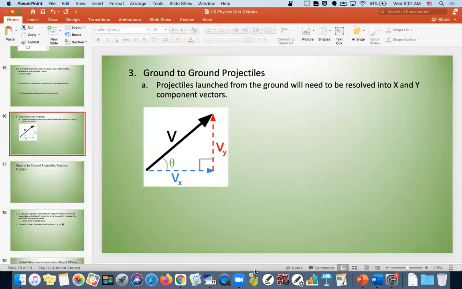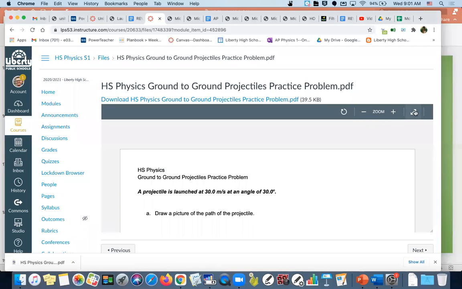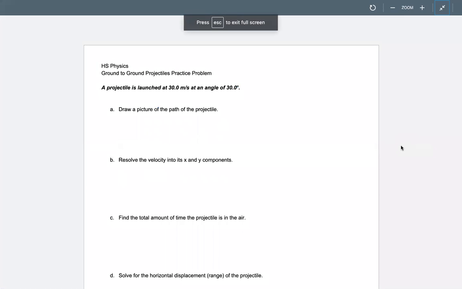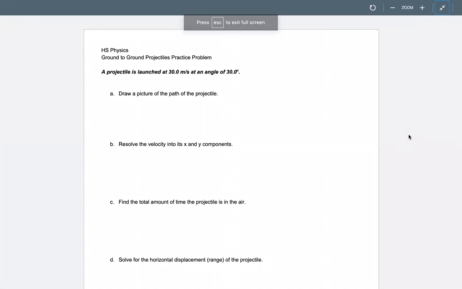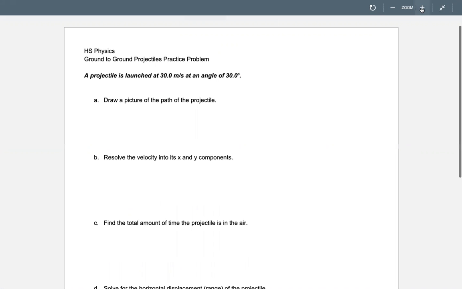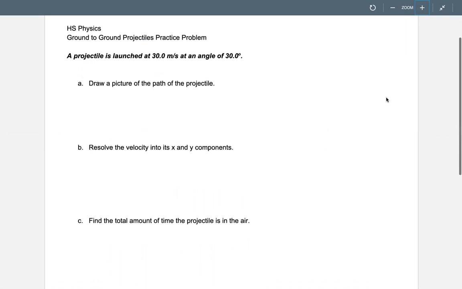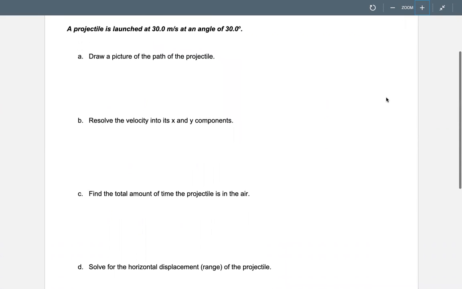All right, so I'm going to switch to the handout that I hopefully sent you home with, and I'm going to have you work this problem with me. So go ahead and get this out, get this ready, and I'm going to go through how to set up this problem and show you how this works.